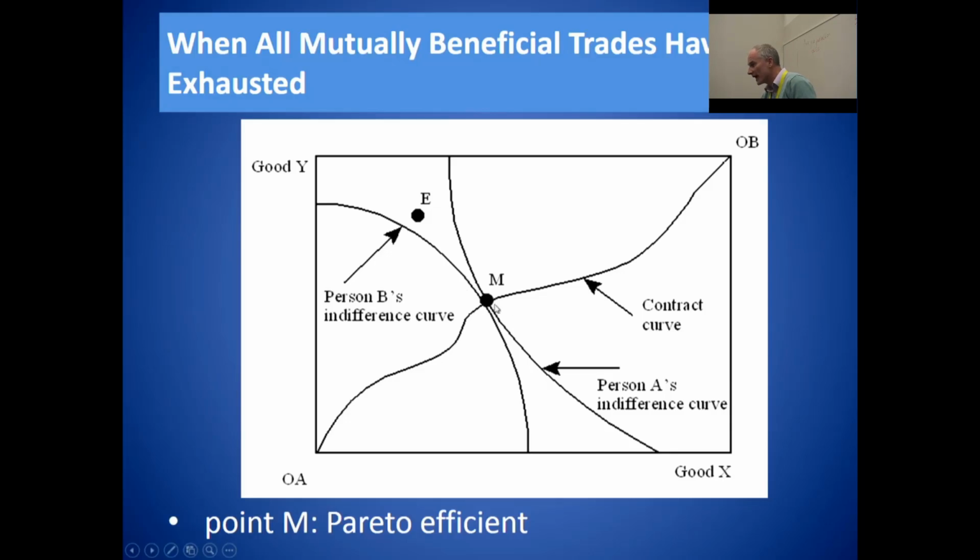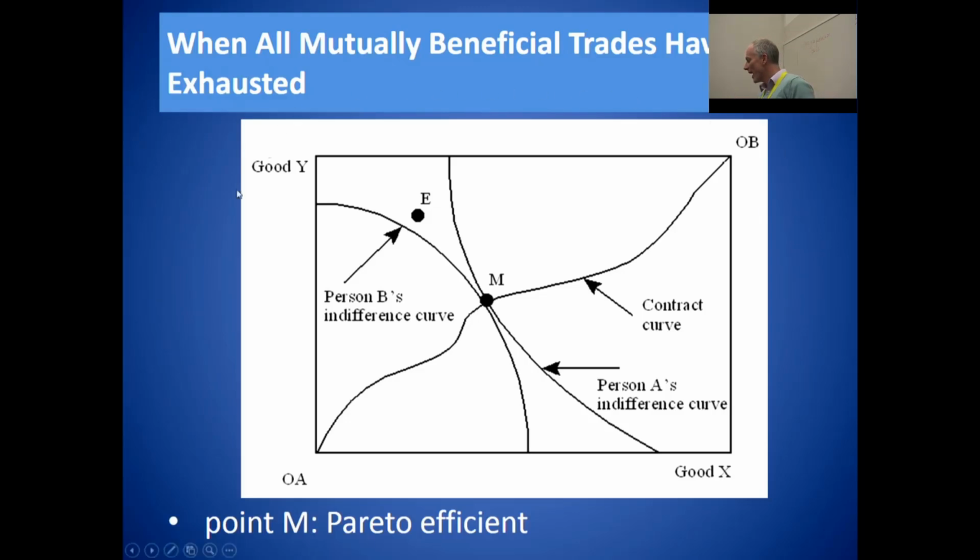Hence, point M, again, is Pareto efficient. Now, given what I've said, and given the definitions that we illustrated previously, what does that suggest about any Pareto efficient point? Any Pareto efficient point must be characterised by a tangency of the indifference curves. That's our definition. There are no further gains to be had from trade. So the indifference curves must be tangential. At any point, therefore, where the indifference curves are tangential, will be a Pareto efficient point.